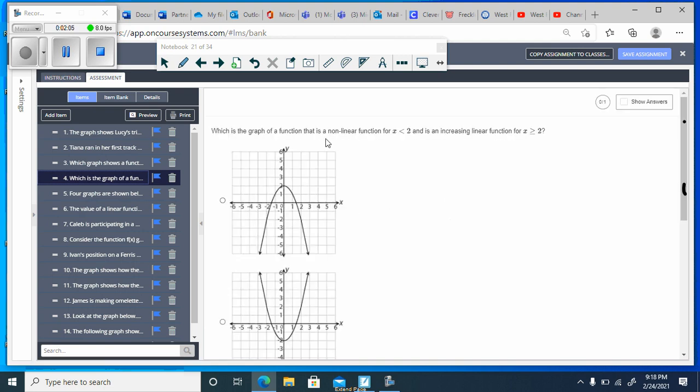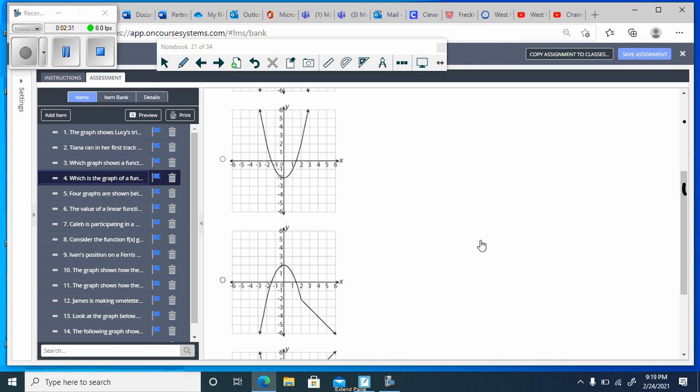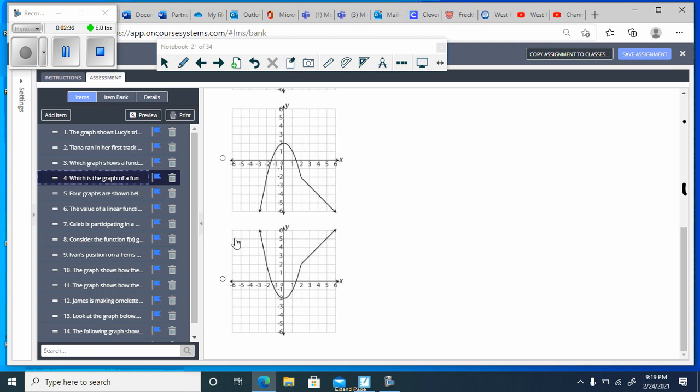Which is a graph of a function that is nonlinear for x less than 2 and is increasing linear for x greater than or equal to 2? Okay, so we're talking about what happens at 2. Nonlinear to 2 and then increasing. No, it's decreasing. Nonlinear to 2 and then increasing linear after 2. And that's not, let's see. Nonlinear to 2, but then it's decreasing. Nonlinear to 2, but then it is linear. Okay, this is the one we're talking about.